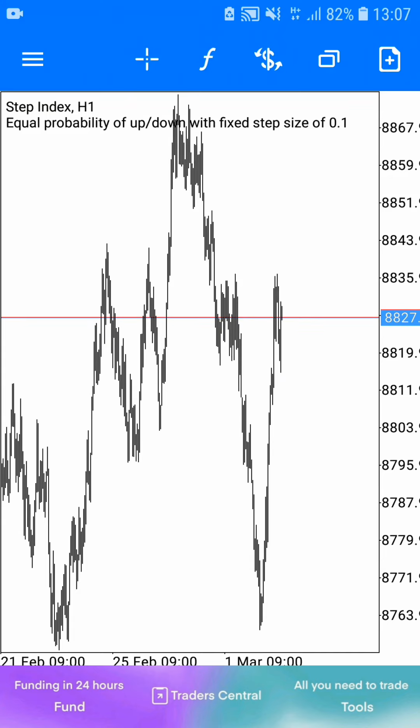Hello ladies and gentlemen, today I'm going to explain to you the most accurate price action strategy to ever use on your trading each and every day.